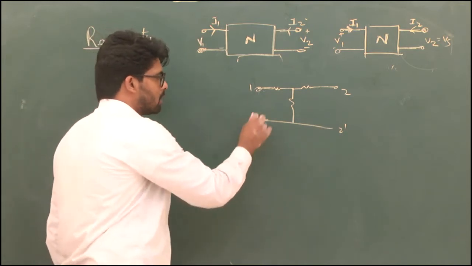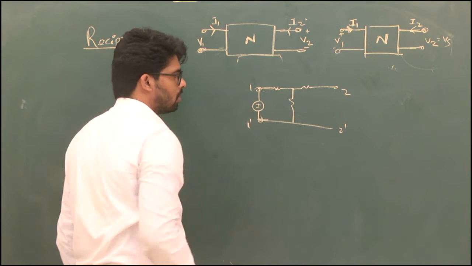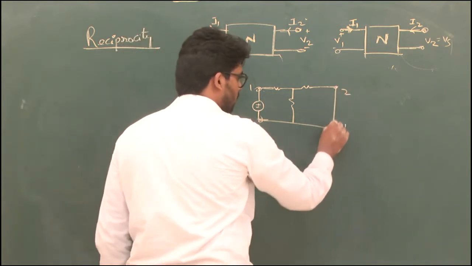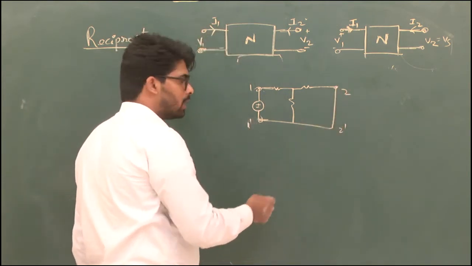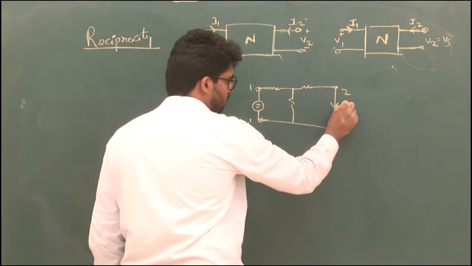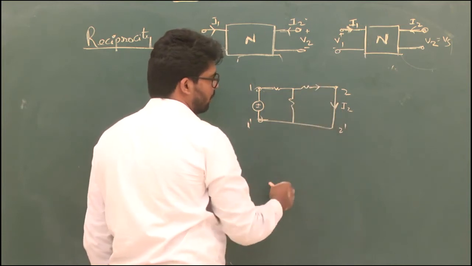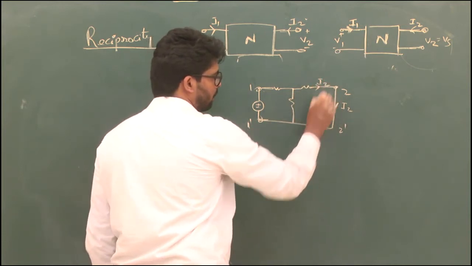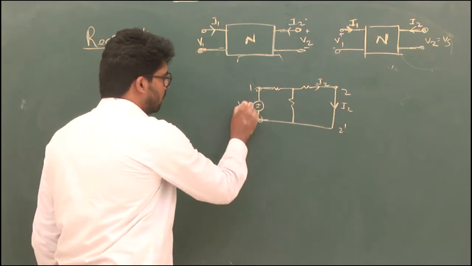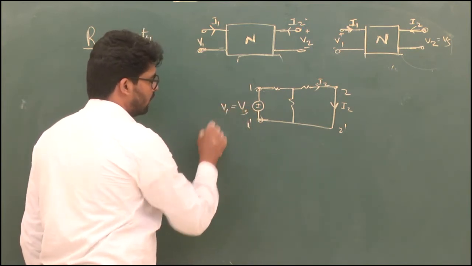So for reciprocity, what I'm doing is keeping the source, and then shorting this. In the reciprocity theorem, what we did is take a response I2. Let us say this is the response I2, this current in loop mesh 2. Okay, this is I2. So this is the input voltage. Let us say this is Vs, that is equal to V1.